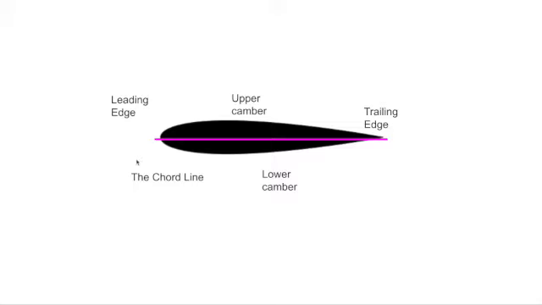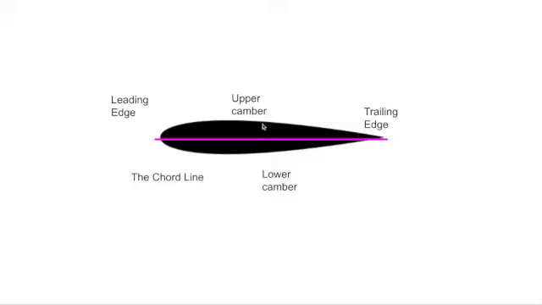So first things first, the chord line. You can think about the chord line as a cross section. So you can see from this side to this side, basically cut in half. My line isn't perfect. It should be, but the slideshow wouldn't let me make it perfect. But that is the chord line.